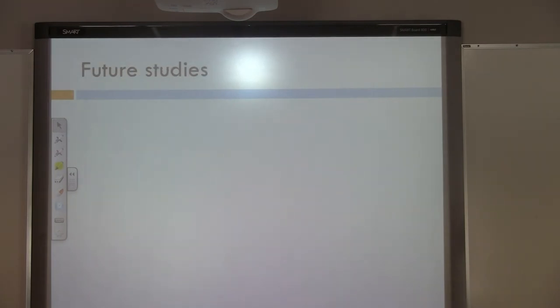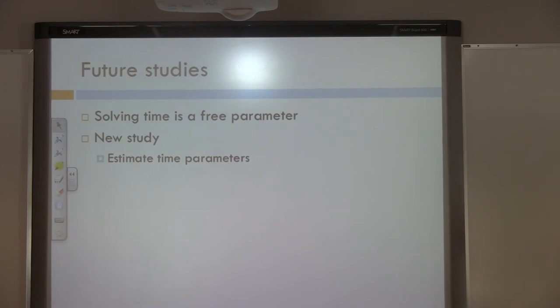For our future study, we are now running studies to determine the response time for each group, because now you can see from the models that the solving time is a free parameter. We just gave it up, yeah.